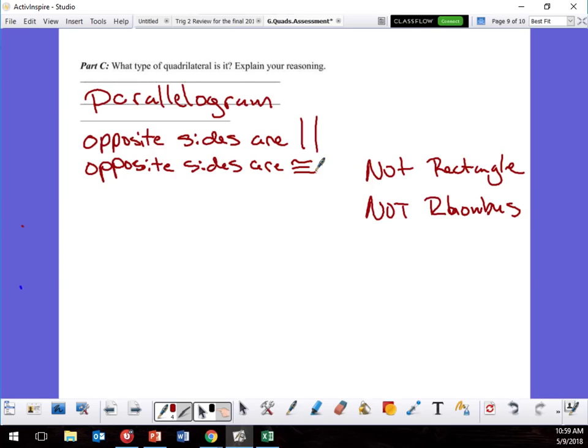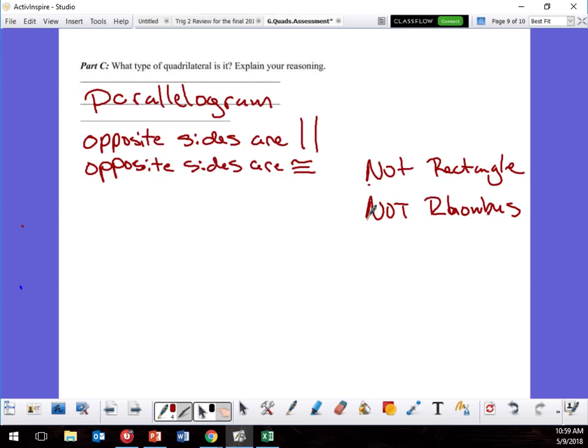So that gave me that it has to be a parallelogram. I have the reasoning here. I did all the work to prove that it's not a rectangle. And we also said it's not a rhombus because it doesn't have 4 congruent sides. It's not a rectangle because it does not have right angles. The slopes are not opposite reciprocal. So if you want to throw all that extra stuff in there too, you can. Make sure you get all those points for this question.